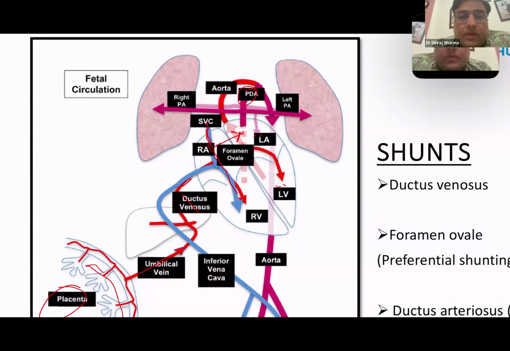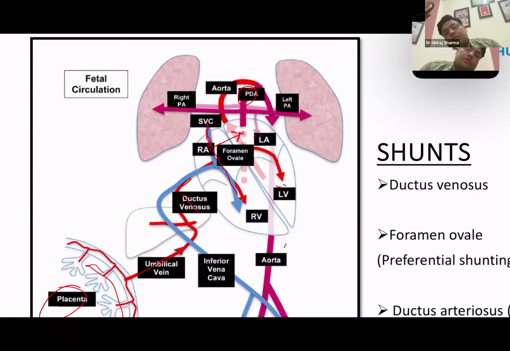So this was the pulmonary artery, and blood is entering the descending aorta through the patent ductus arteriosus. So this deoxygenated blood is going to the descending aorta and then will go to the lower body. So in fetal circulation, the brain and upper body are getting relatively oxygenated blood, but the lower body is getting relatively deoxygenated blood through the PDA. So this differential circulation is there in fetal life.